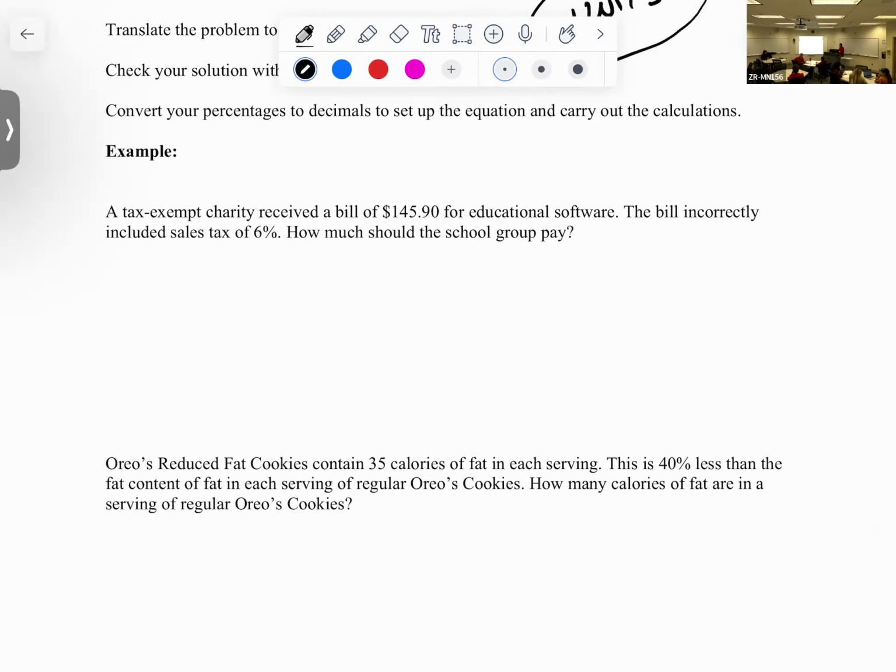A tax exempt charity received a bill of $145.90 for educational software. The bill incorrectly included a sales tax of 6%. How much should the group pay? This is a very, very common one. I want to start with this one because percentage increase and decrease are one of the biggest things I see people mess up. The temptation here is, oh, you're trying to find the bill before the tax was added, so multiply by 6% and subtract that off. That is incorrect. Actually, let's do it that way and we'll show. First of all, this is the wrong way.